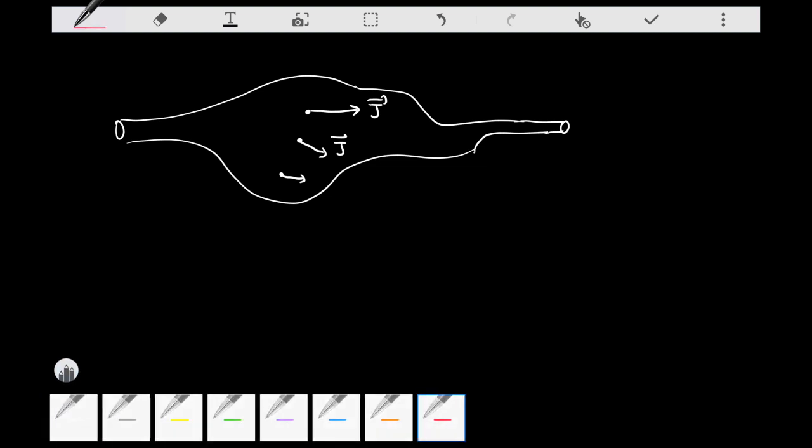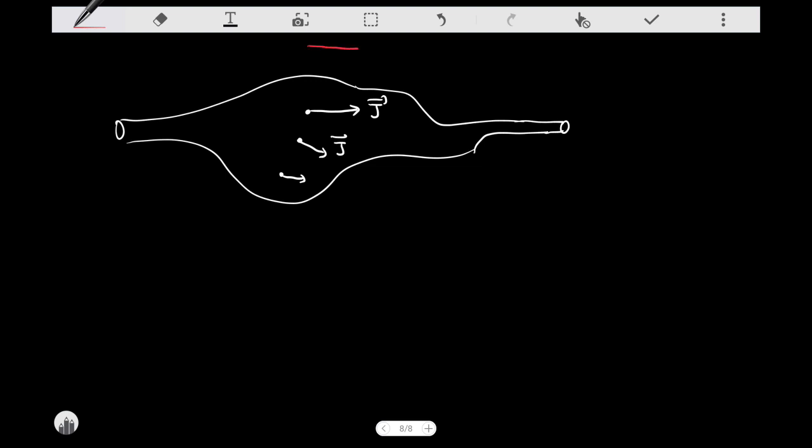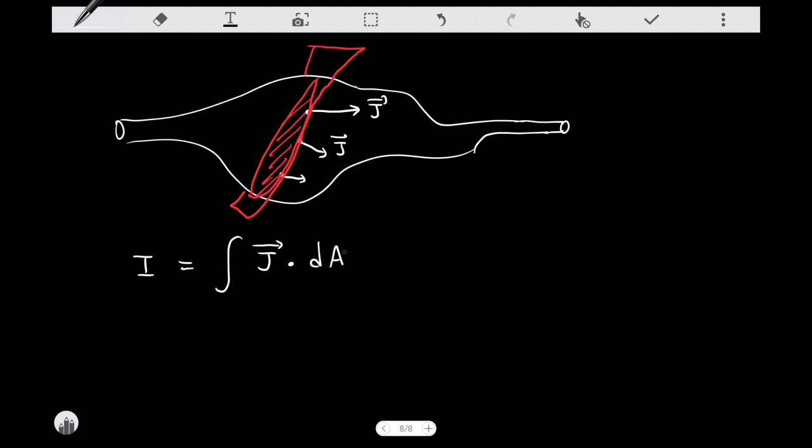So let me use a red color for drawing a cross-sectional surface. It can be like that, right? There's a cross-sectional surface like this. Let's just draw it like that. So in this kind of situation, I cannot write down the current as simply as the current density dotted with the area. I need to do an integration in here. So it's the current density dotted with the differential area.